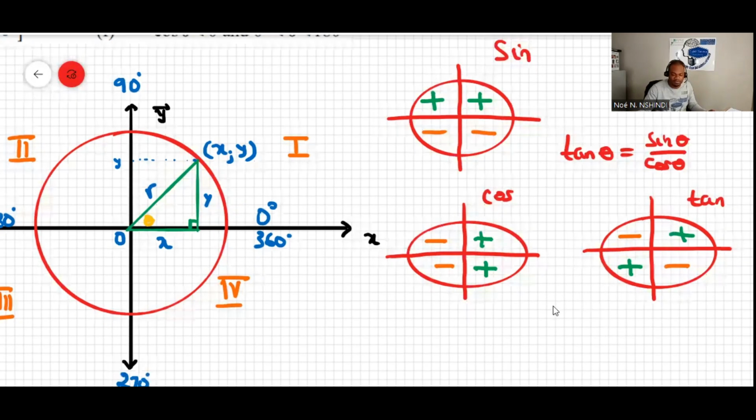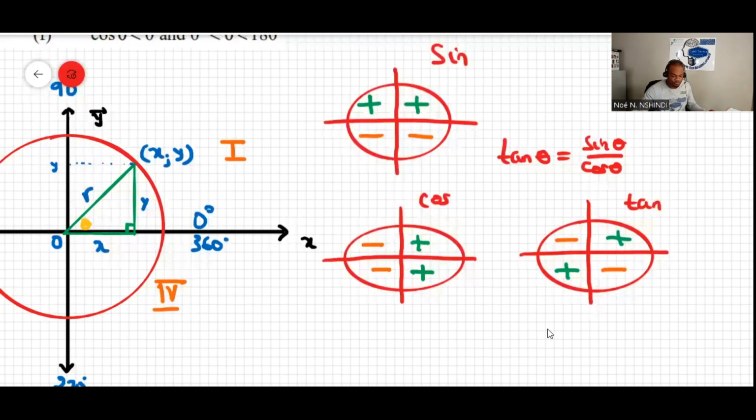Alternatively, I can do something else here. I'm going to draw a small Cartesian plane over here.